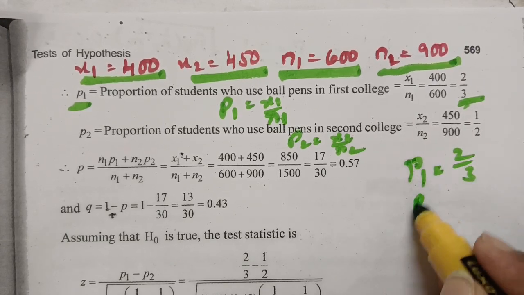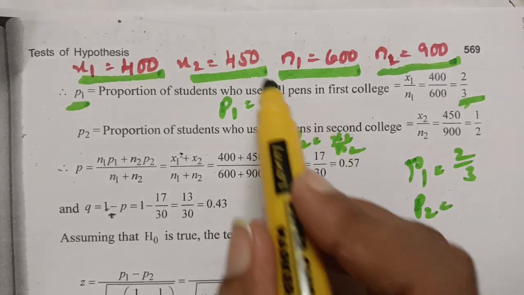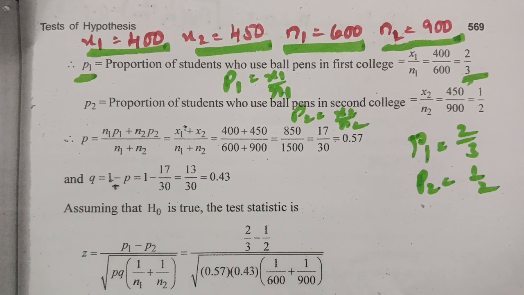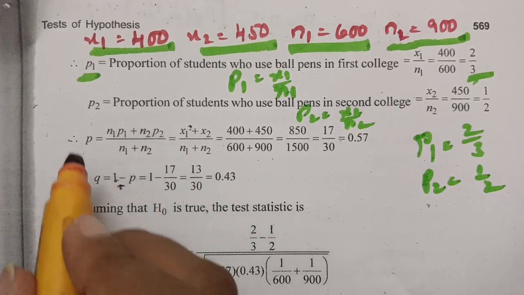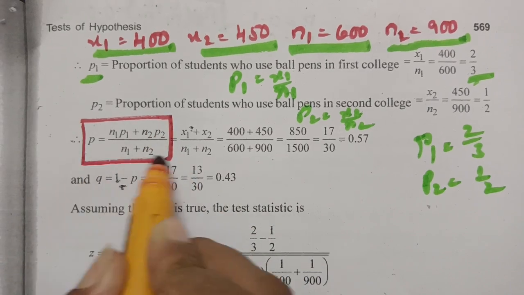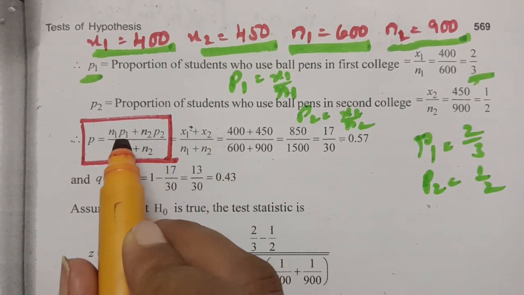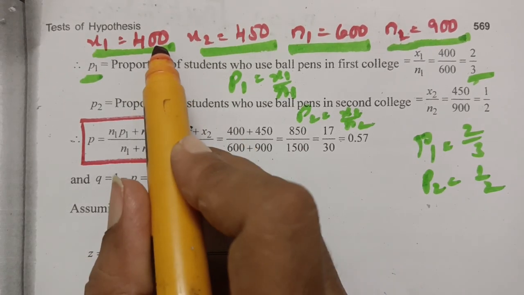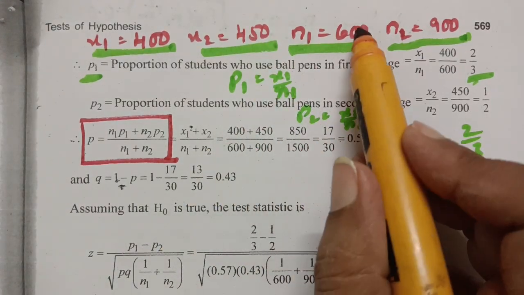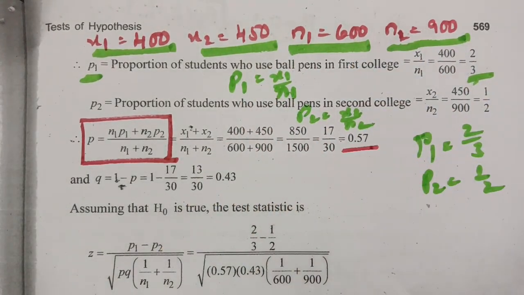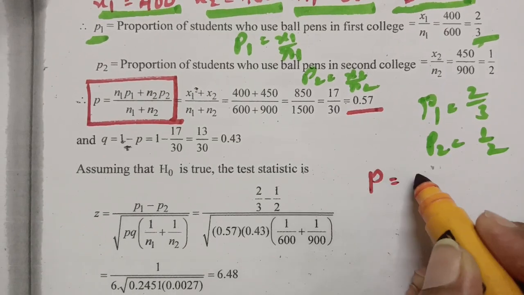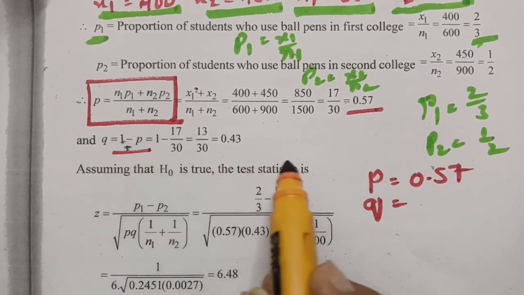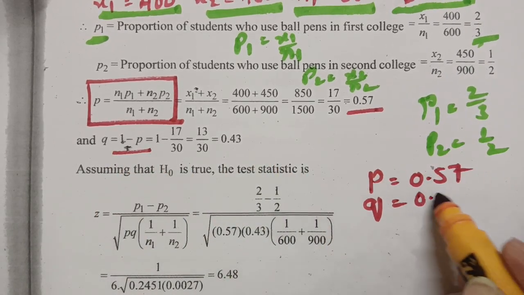And the next one, the P2 value, is equal to x2 by n2. That is 450 by 900. The value here is equal to half. As you know, small p is equal to n1 p1 plus n2 p2 by n1 plus n2. Clear? So n1 p1 is nothing but x1 and n2 p2 is nothing but x2. So x1 plus x2 by n1 plus n2. What is x1? This is 400. x2 is 450, by 600 plus 900. The value here, that is small p, is equal to 0.57 and small q is 1 minus 0.57, which is 0.43.